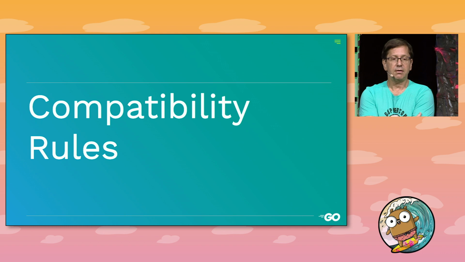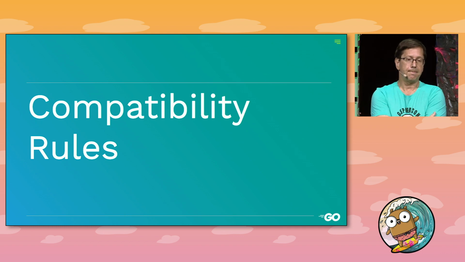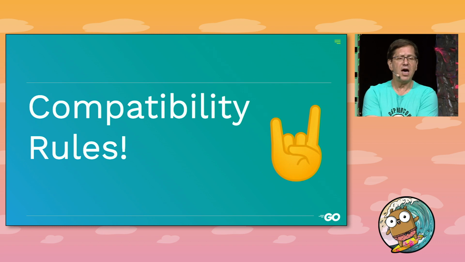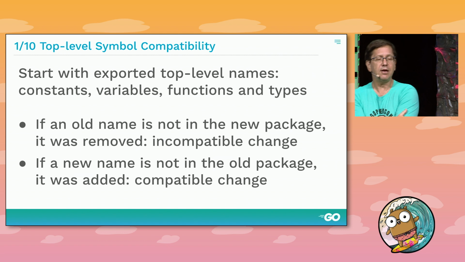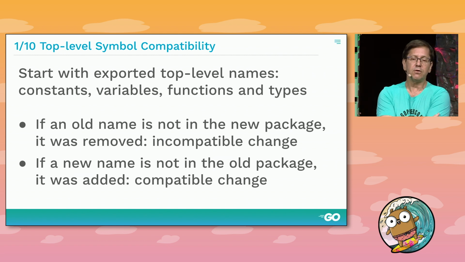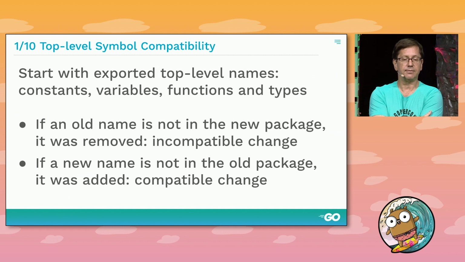We can finally get back to the rules for compatibility. But feel free to interpret this slide another way. Compatibility rules. There are 10 rules altogether. The first one is also the start of the whole comparison algorithm. Given two packages, an old and a new, we go through their APIs and compare each package-level exported symbol. That is, the constants, variables, functions, and types defined at the top level of the package's files.